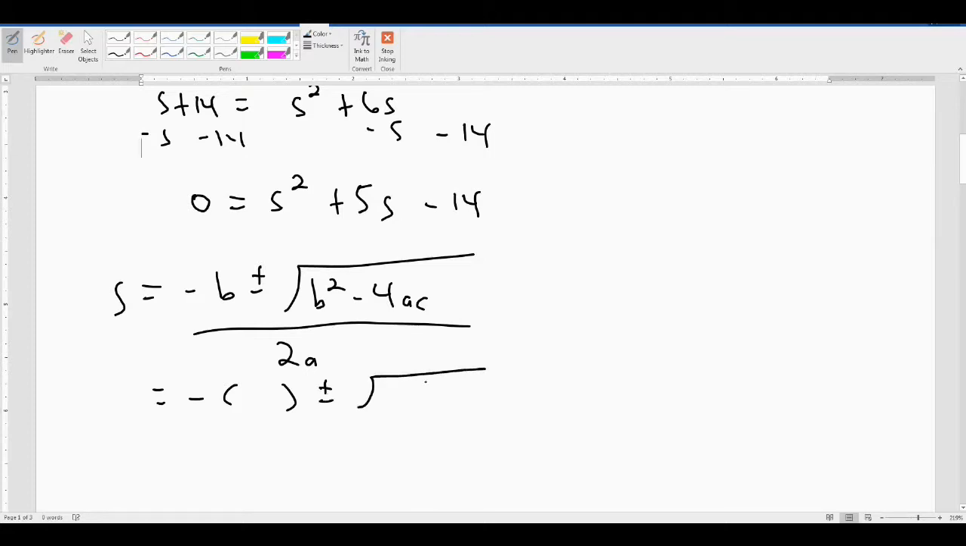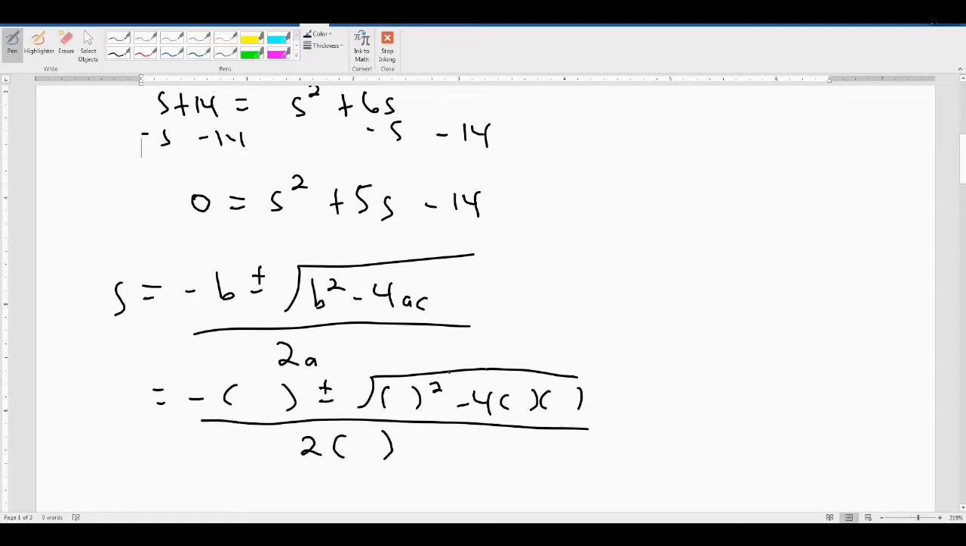I really would just rather graph it and not worry about it, to be honest, because it's going to be nice numbers I can find really quickly in my calculator. But just to change it up a little bit from previous videos that you may have seen from me, I'm going to throw in my a, which is 1, b is 5, and c is negative 14.